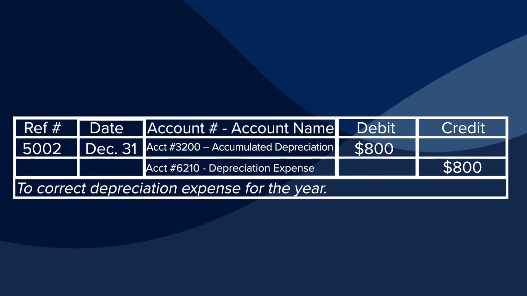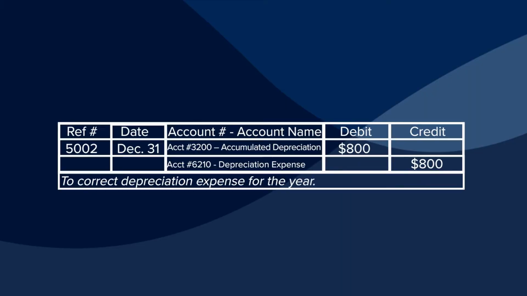At the end of the year, Sally's accountant informs her that she posted the wrong amount for depreciation each quarter. Instead of posting depreciation expense of $1,000 each quarter, she should have posted $800 per quarter. As a result, depreciation expense is overstated by $800 for the year. That's $200 multiplied by 4 quarters.